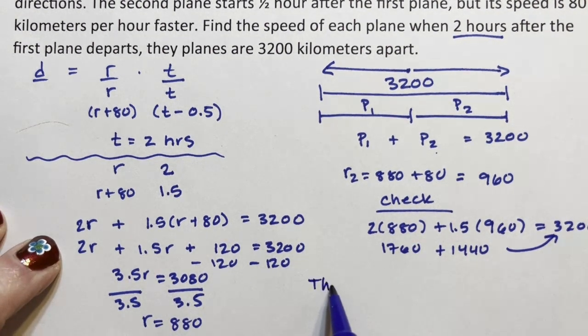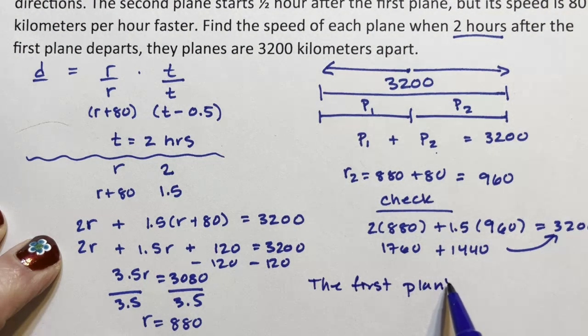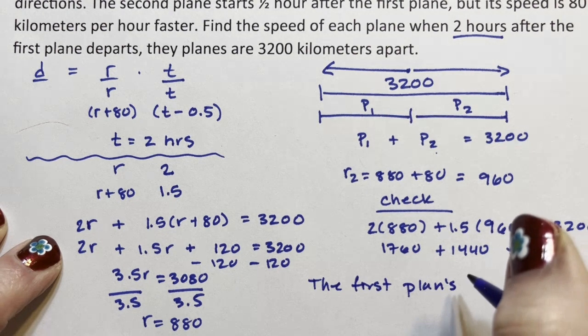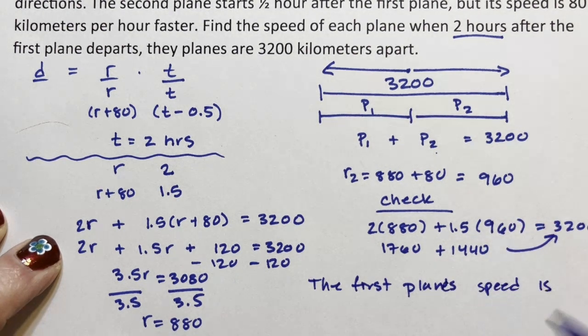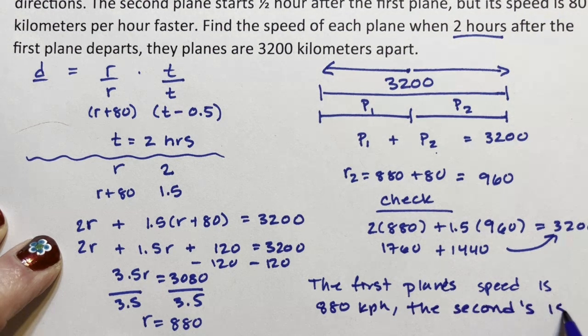So the first plane speed is 880 kilometers per hour. The second is 960 kilometers per hour.